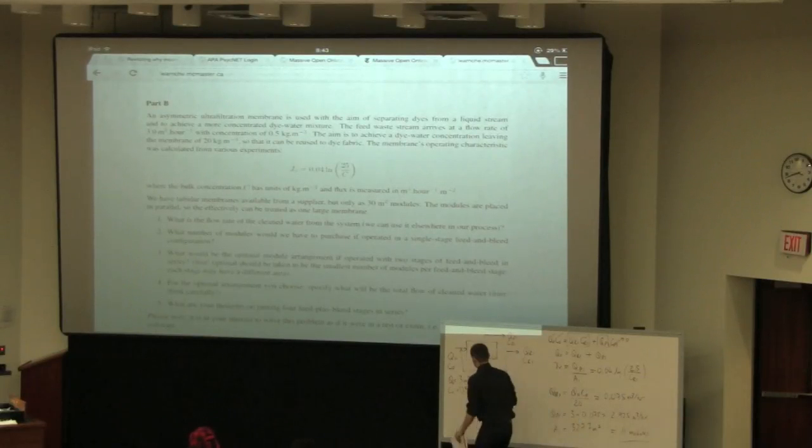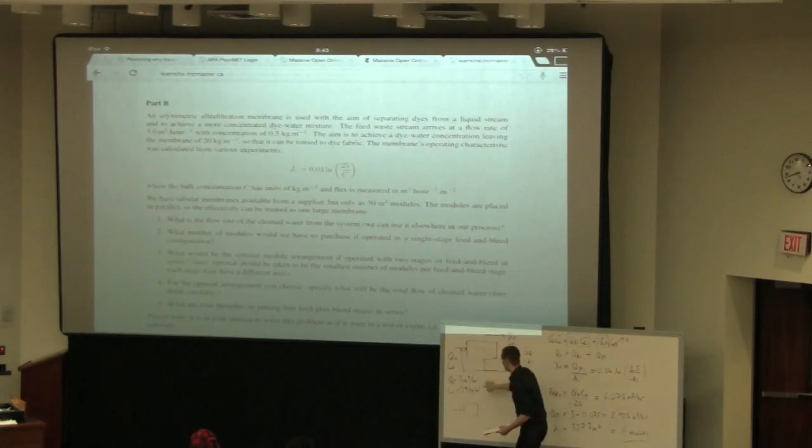The concept is as follows. If I put this first unit, so this is my first feed and bleed stage, this entire block that I've drawn up here, I'm just reducing down to a single square. Coming out of that is CR1. And this overall block is A1. Coming into it is the feed C0.